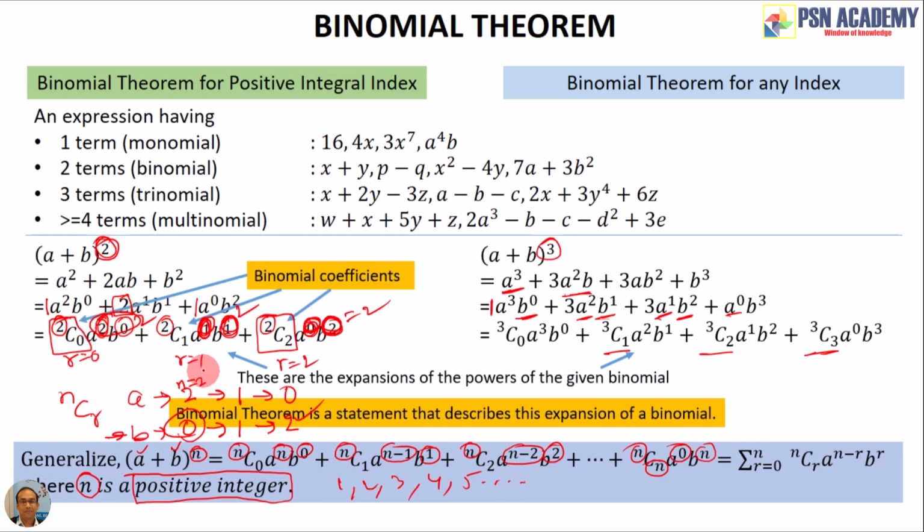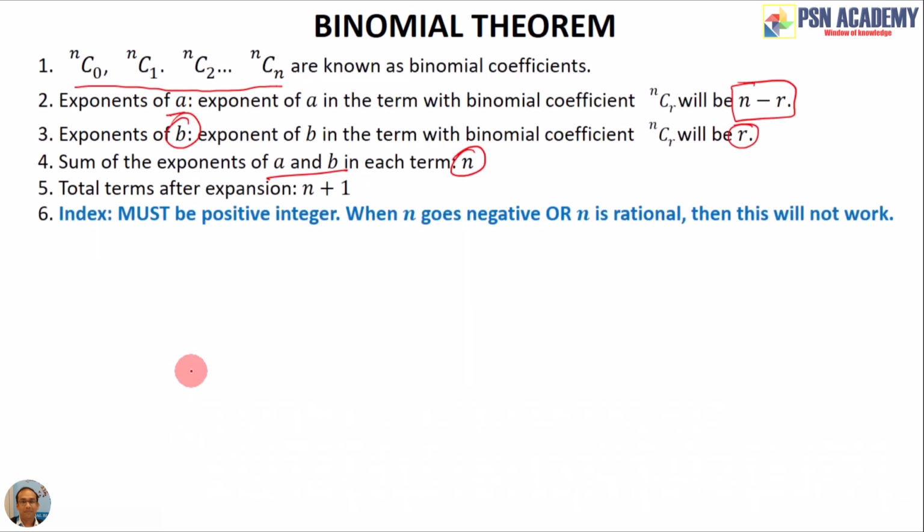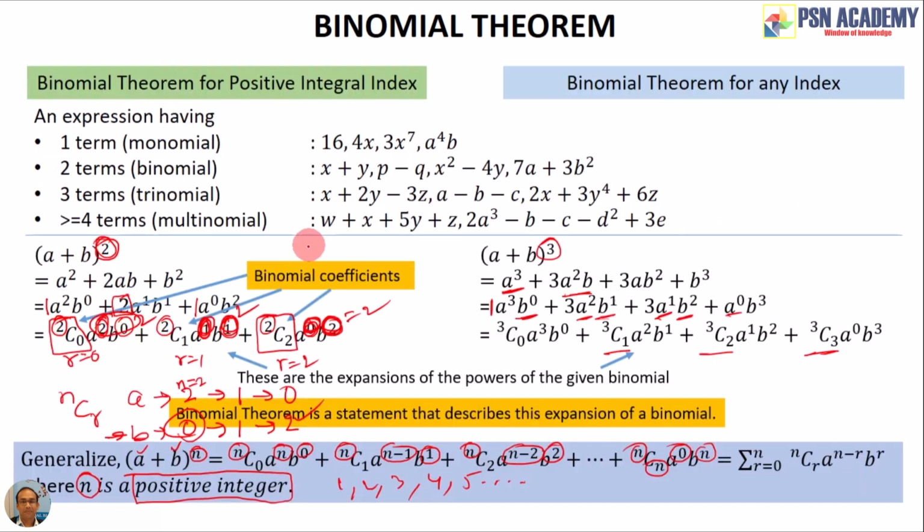So every time, in each term, you add the powers or the exponents of a and b, you will get n as the added value, okay? And the total terms after expansion, this is quite interesting, is n plus 1. See here, you have the exponent as 2 here. So you have 3 terms, right? This one is the first term, this one is the second term, and this one is the third term.